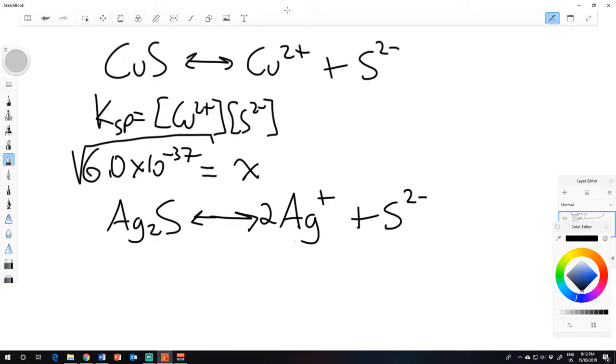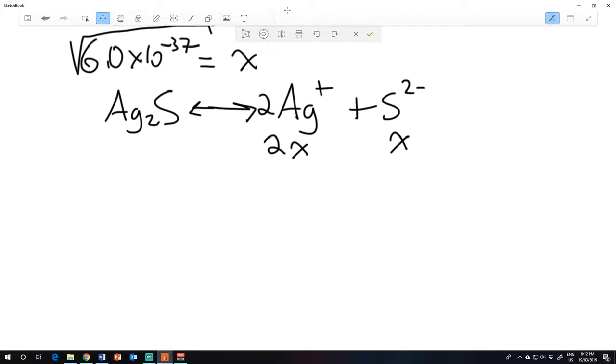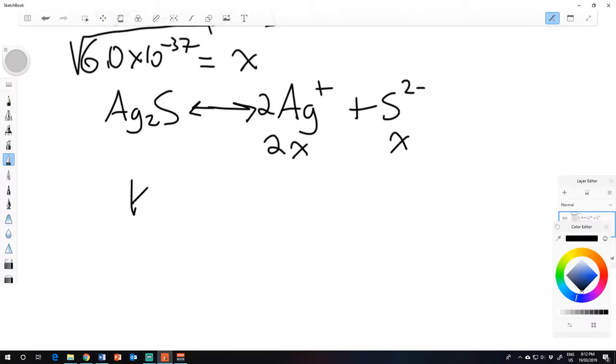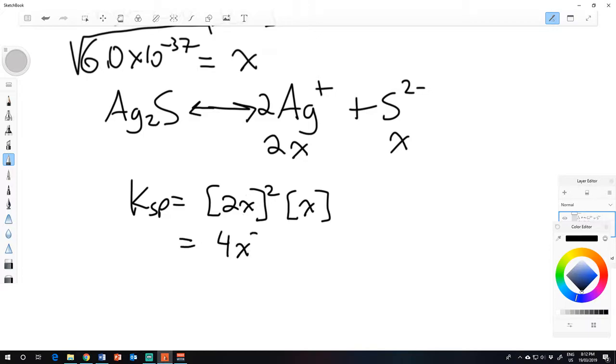Anyways, in this situation, the concentration of the silver will be 2x and the concentration of sulfide will be x. So when this goes into my KSP expression, this will be 2x squared and this will be x. So this ends up being 4x squared times x. So this will be 4x cubed.